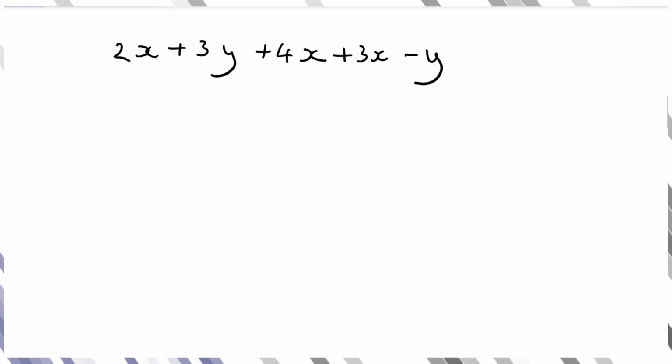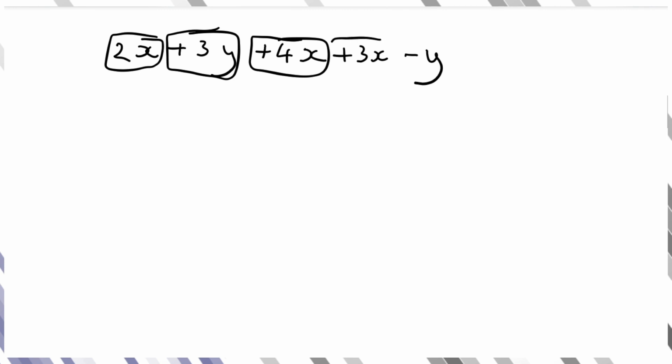Hi folks, in this video we're going to look at collecting like terms. So all of the terms are just things between plus and minus signs basically, but any plus and minus signs are attached to the term on the right. So all of those are terms in this question. We've got 5 terms here.